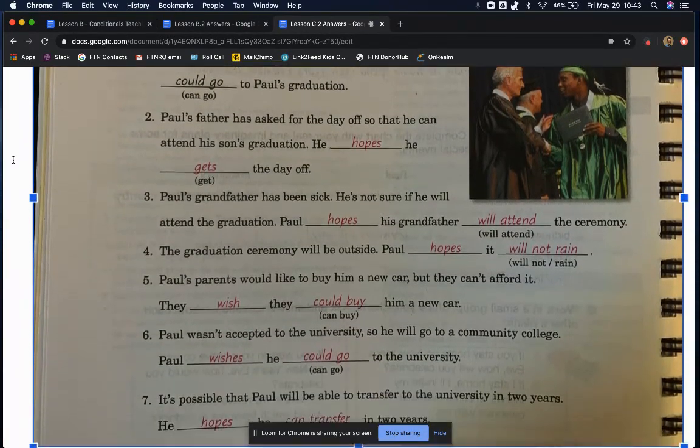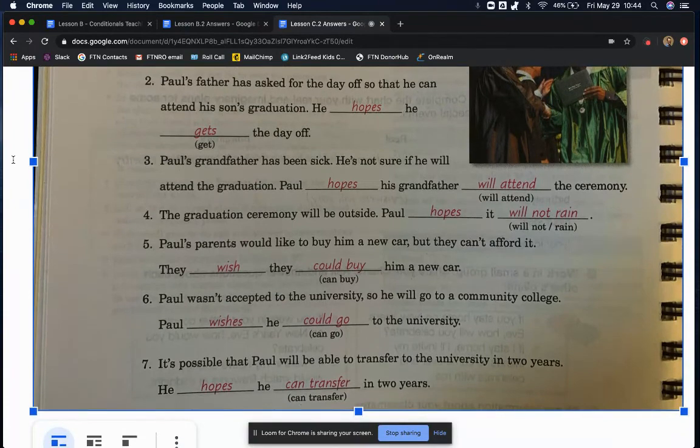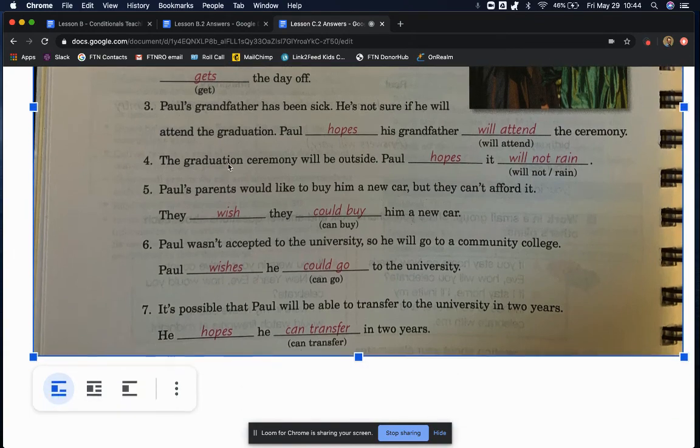So there's number 1 we just did. Now here's number 2. Paul's father has asked for a day off so that he can attend his son's graduation. He hopes he gets the day off. Okay? Now, Paul's father has asked for the day off, so it is possible that he will get the time away from work. So we would use hopes and then present tense gets the day off.